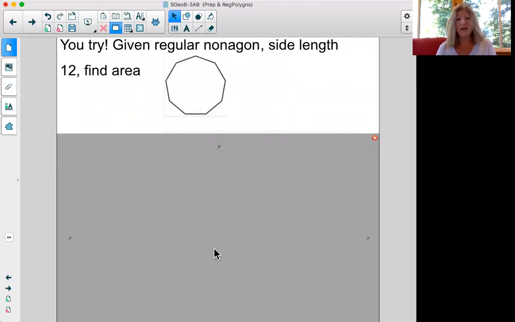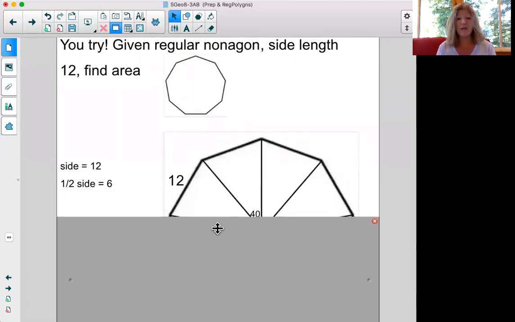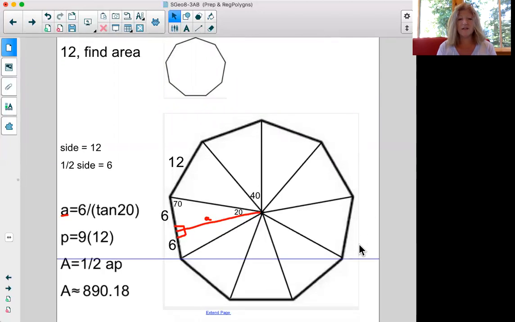So now you try using trigonometry to find your missing parts. And then press play for the solution. Notice you're given a side length, so right away you can find the perimeter, and then you can draw in your radii and use trigonometry to find your apothem. Once you find that, you can plug everything into your formula to get the area.